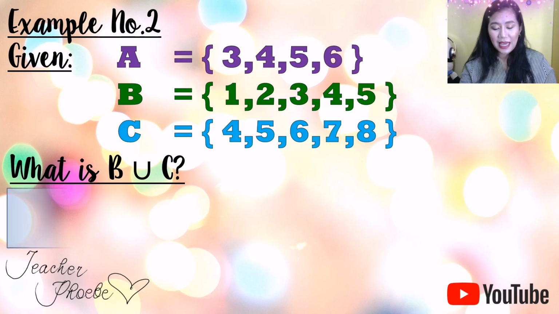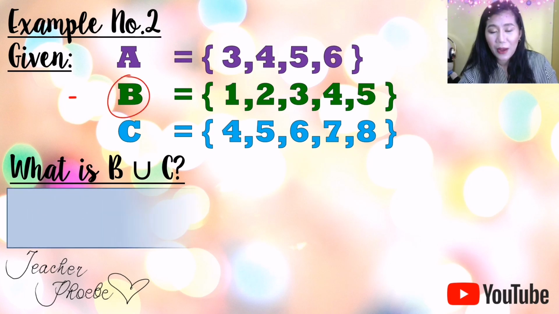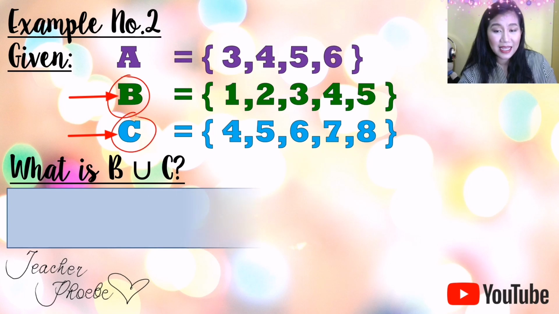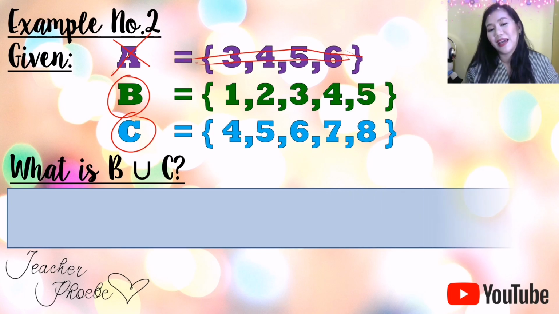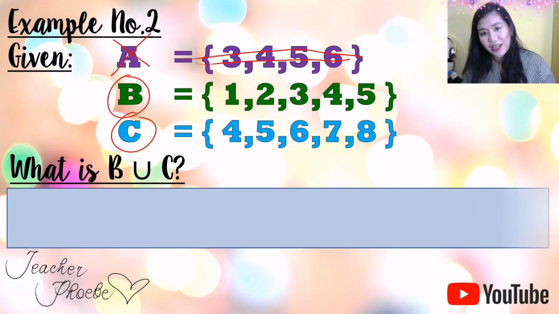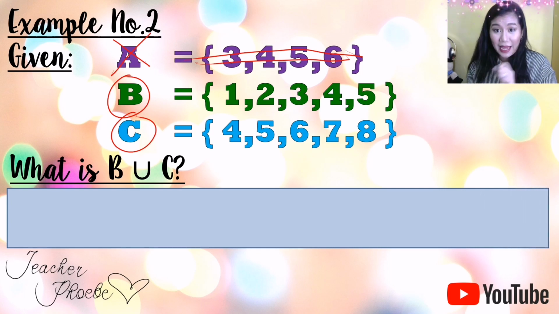Okay, so in this case, you are asked to list down the elements that are found in B and in C only. So therefore, you're not going to take a look at set A. You're not going to take a look at that, okay? So you're going to consider the elements that are found in B and C only, all right?